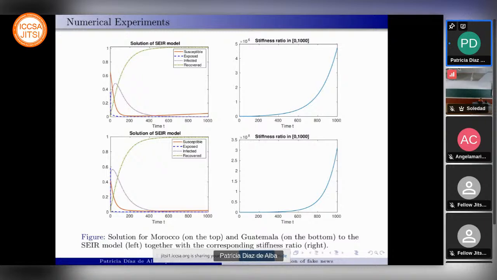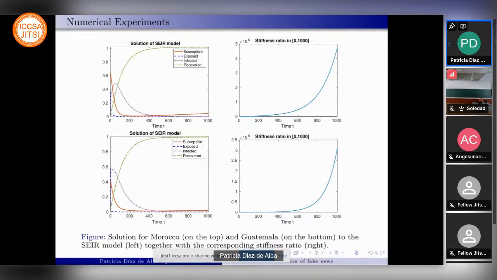And we can see from the left plots that the stiffness ratio for Guatemala is bigger with respect to the one for Morocco. And on the right, we can see that the number of infected population is bigger when the stiffness ratio is bigger. And the diffusion, so the behavior of the infected population, happens before with respect to the Morocco situation.